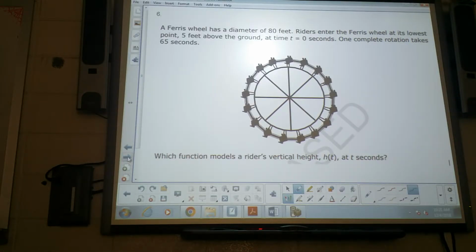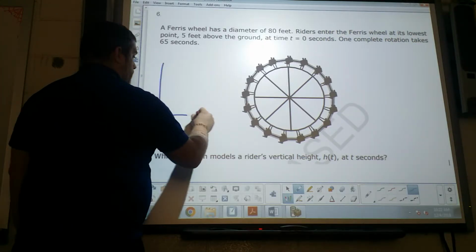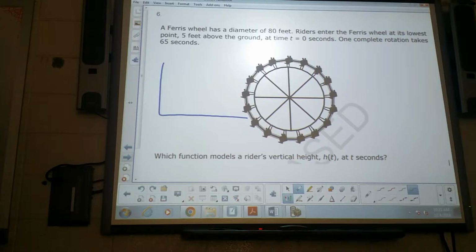All right, a Ferris wheel has a diameter of 80 feet. Riders enter the Ferris wheel at its lowest point, 5 feet above the ground. One complete rotation takes 65 seconds. There you go. So we've got to come up with our graph for this one first.